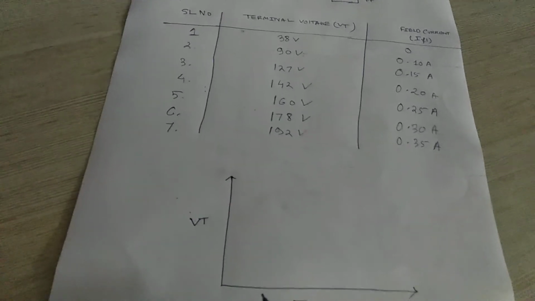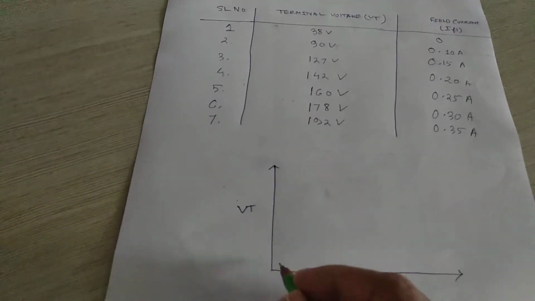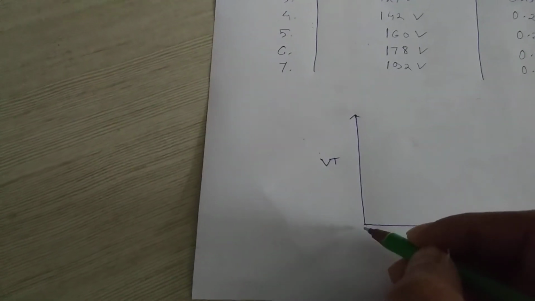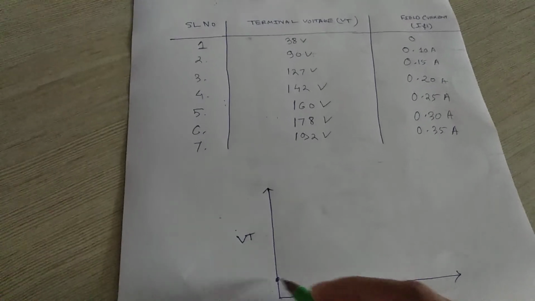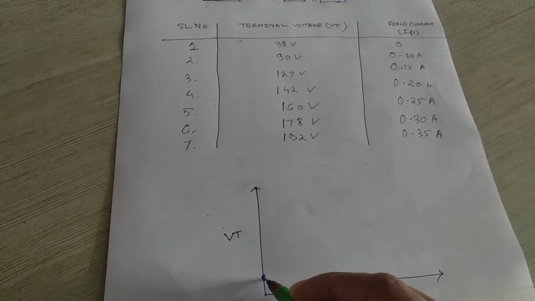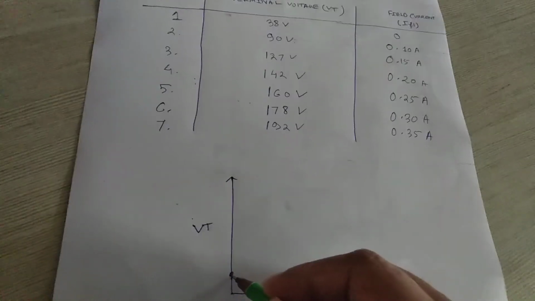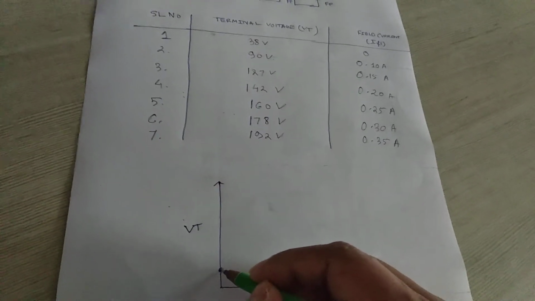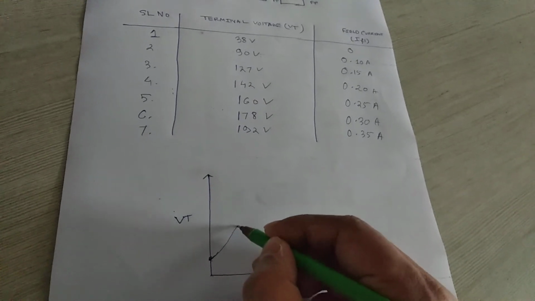And now you have to plot this value here. So when the value of the field current is 0, then you can see here the value of the terminal voltage is 38 volt. So this graph is starting from above the 0 region. It cannot start from 0. So if we consider that the 38 volt is the residual voltage when the field current is 0, then this graph is starting from here, and you can see here by increasing the field current, the terminal voltage is also increased. So the graph is like that.